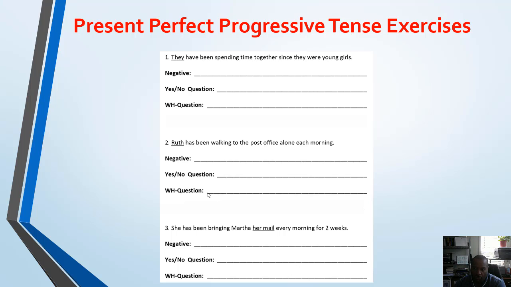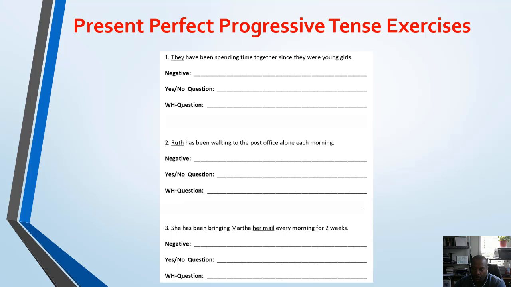Number 2, Ruth has been walking to the post office alone each morning. The negative sentence is, Ruth has not been walking to the post office alone each morning. The yes or no question that I wrote is, has Ruth been walking to the post office alone each morning? And then the WH question that I wrote was, who has been walking to the post office alone each morning?